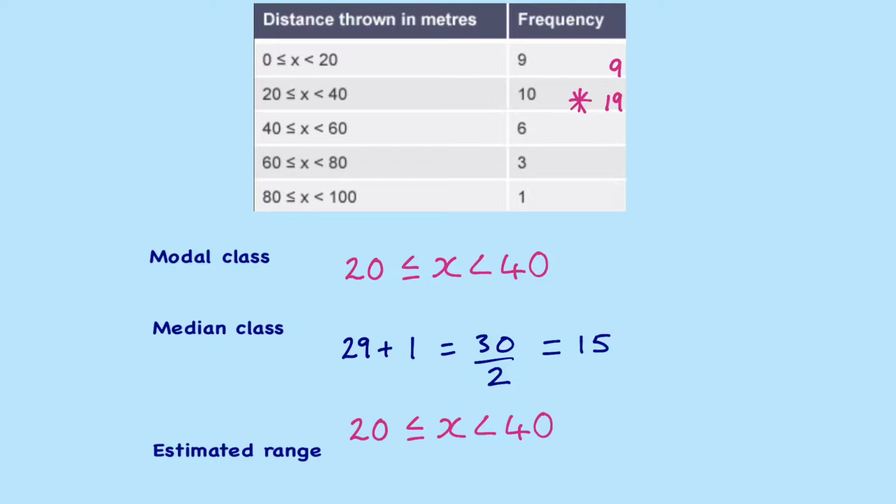And our estimated range will be the biggest possible value. There is one value in this interval and it could be 100. And then in the smallest interval there are 9 and any of these 9 could be 0. So the biggest possible value could be 100, the smallest could be 0, so 100 minus 0 is 100, which is our estimated range.